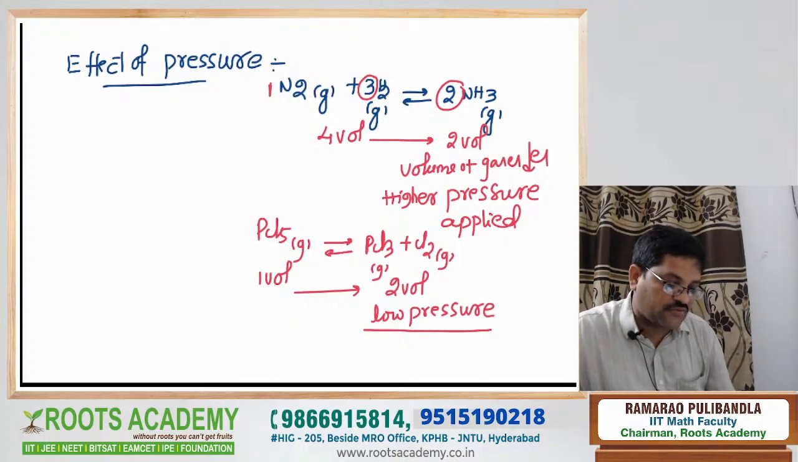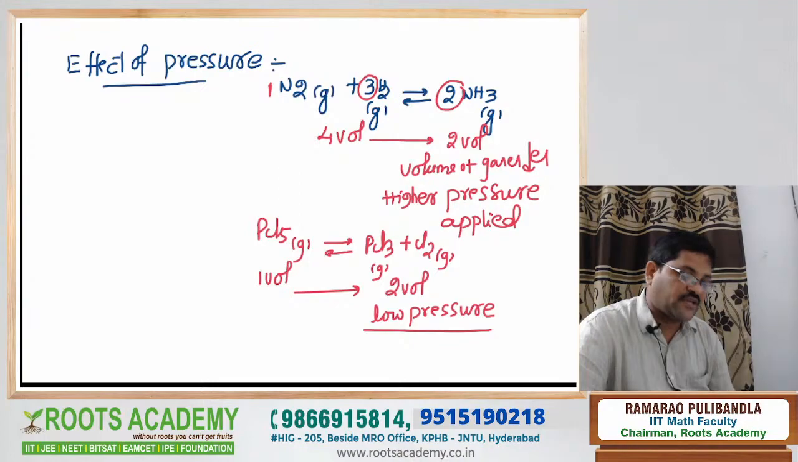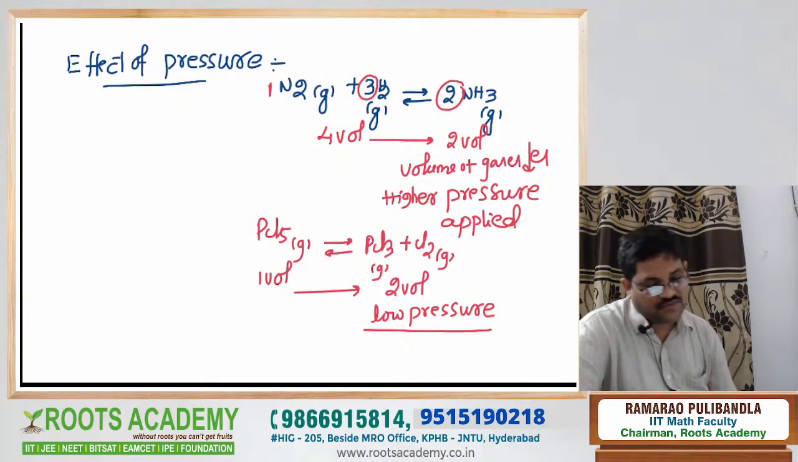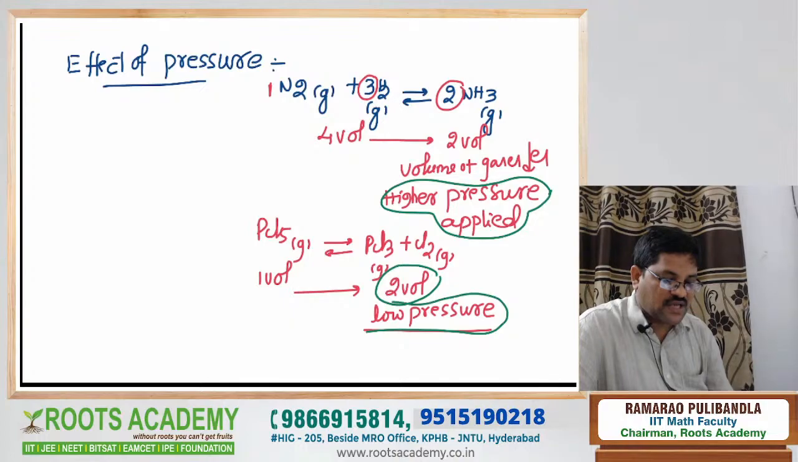Simple logic, no confusion. Generally in the given reaction you want the product formation. In the synthesis of ammonia, in the forward direction volume decreases, that's why high pressure is applied. For dissociation of PCl5, in the forward direction volume increases, so low pressure is applied. That is the effect of the pressure.